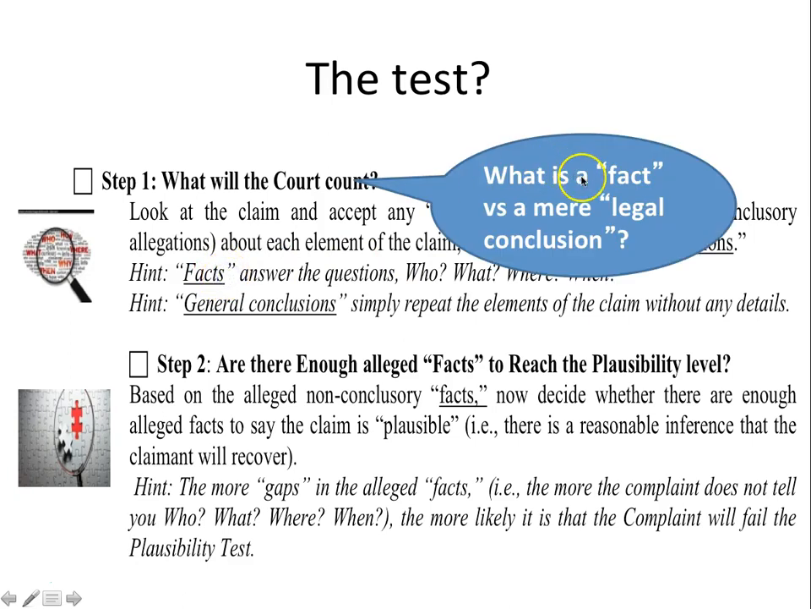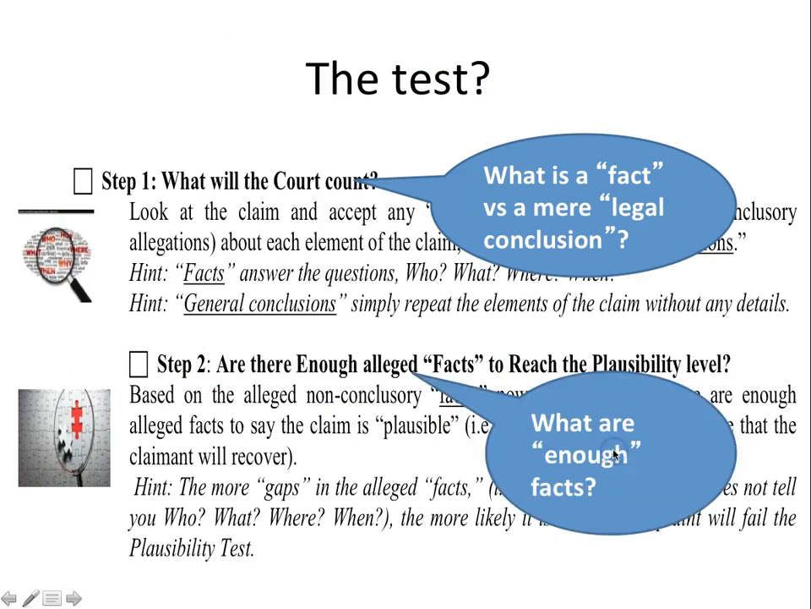Once we've segregated facts from conclusions, then we ask whether the facts, looking only at the facts, presuming them to be true, are enough to say the claim is plausible. There's a reasonable inference that the claimant will recover. So the second step is to ask, are there enough facts to state a claim? The more gaps you see, the more you don't know who, what, where, when, the more likely it is that the complaint will fail to state a claim because it fails the plausibility test.